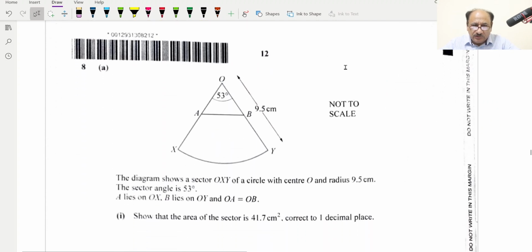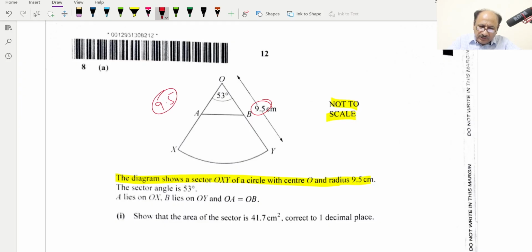Question number 8. Question number 8 says the diagram is again not to scale, and the diagram shows a sector OXY of the circle with center O, and the radius is 9.5. So this side is 9.5, and this side will also be 9.5 centimeters. And then they are saying the sector angle is 53, and this is 53, already provided. A lies on OX, B lies on OY, and OA is equal to OB.